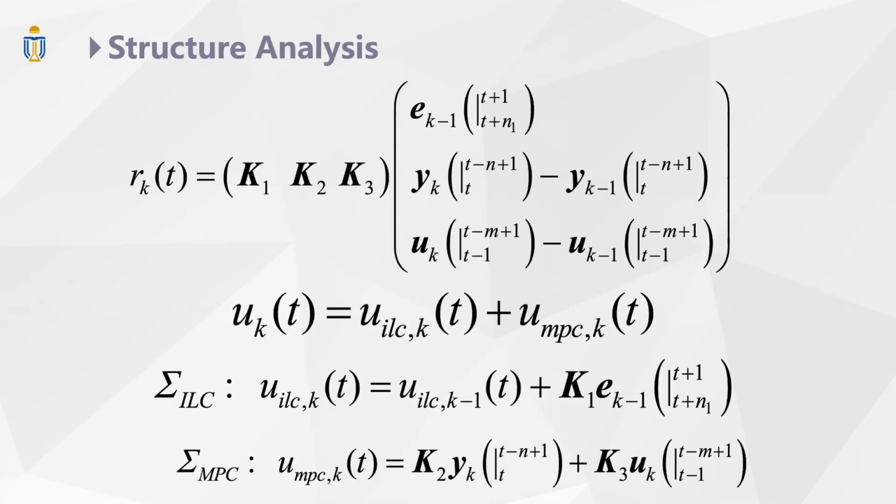The optimized control law RK has this interesting structure and contains the following three elements. One is the last cycle's control error over the future prediction horizon, and the others are the current cycle's past information. We can naturally break this controller into iterative learning control and MPC control.